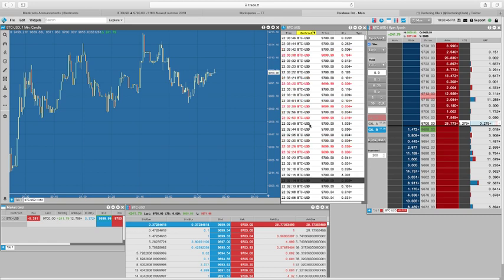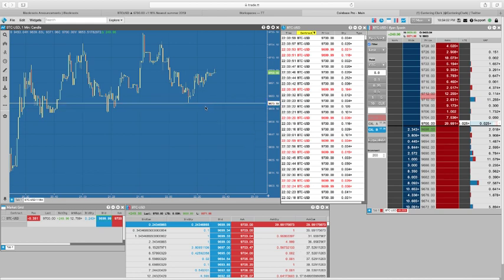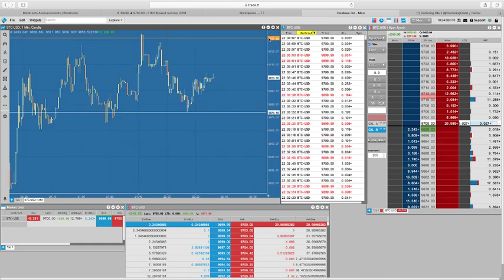And then around certain areas, we're going to be looking for either a decrease or an increase in tape velocity. So let's just say, for example, 9,673 is an important support, and let's say 9,732 is an important resistance.